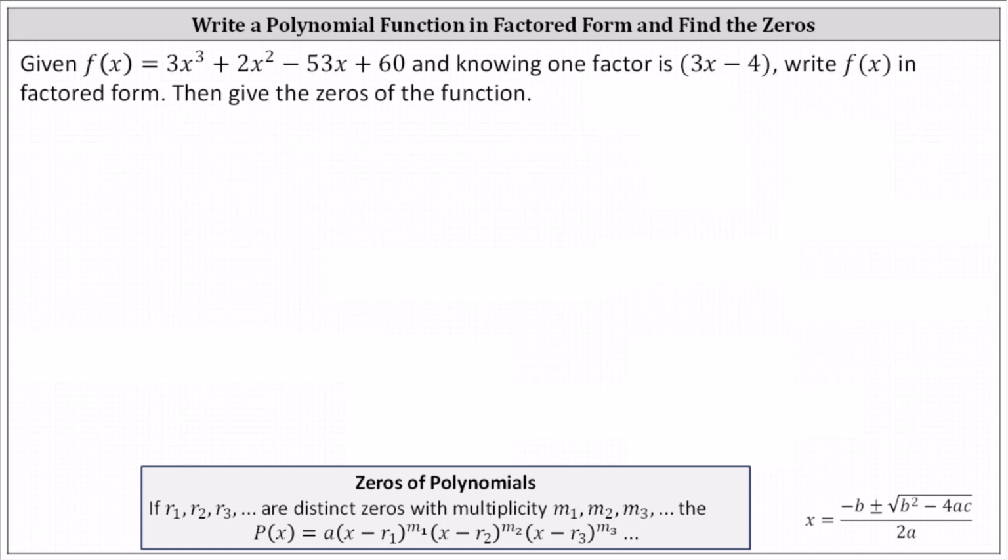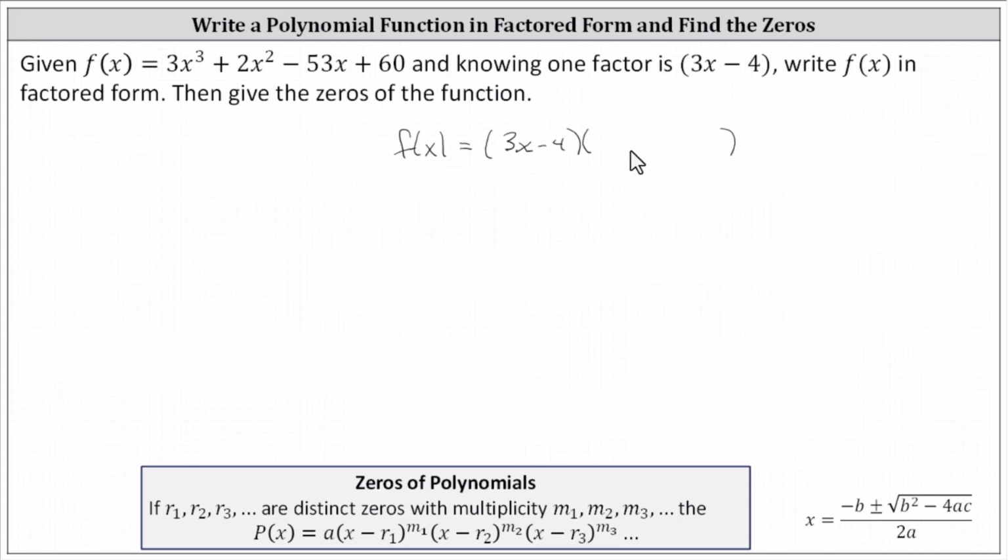Given f of x equals 3x cubed plus 2x squared minus 53x plus 60, and knowing one factor is 3x minus 4, write f of x in factored form and then give the zeros of the function. Because we know 3x minus 4 is a factor of the polynomial, we can write f of x as f of x equals the quantity 3x minus 4 times some remaining degree 2 or a quadratic factor.